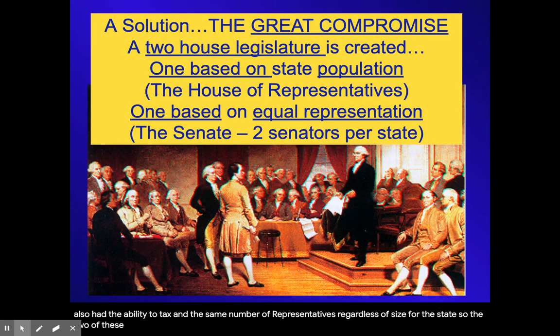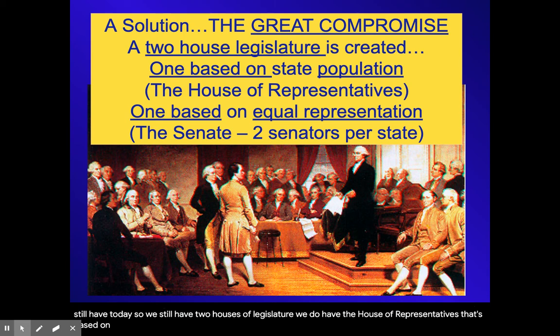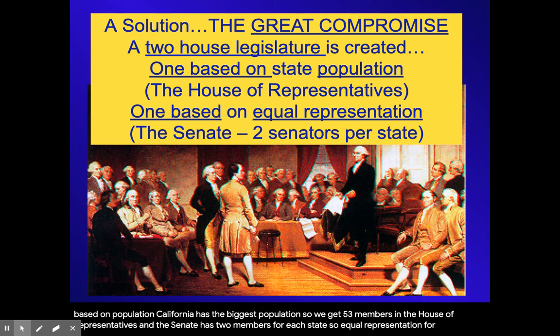So the two of these merged together in what we call the Great Compromise into one plan, and it's what we still have today. So we still have two houses of legislature. We do have the House of Representatives that's based on population. California has the biggest population, so we get 53 members in the House of Representatives, and the Senate has 2 members for each state, so equal representation for every single state.